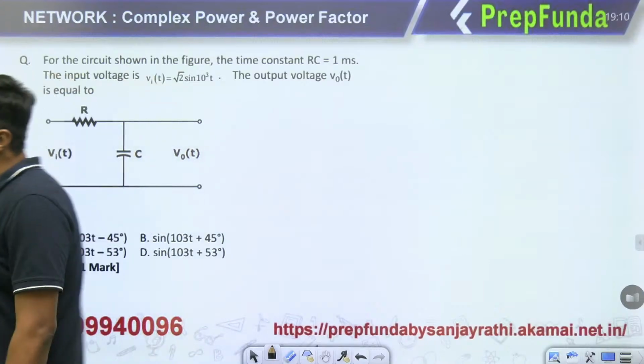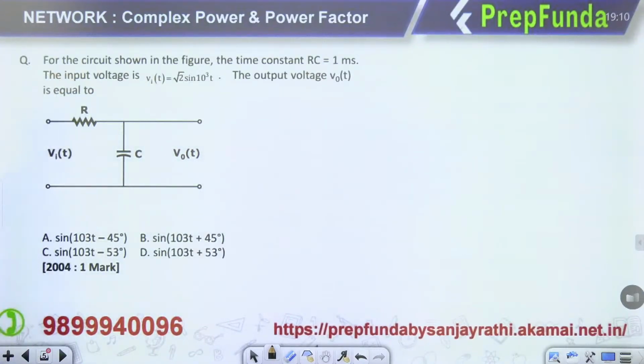Now coming to the question. For the circuit shown in the figure, the time constant RC is 1 millisecond. The input voltage is √2 sin(10³t), that is sin(ωt). The output voltage is equal to?